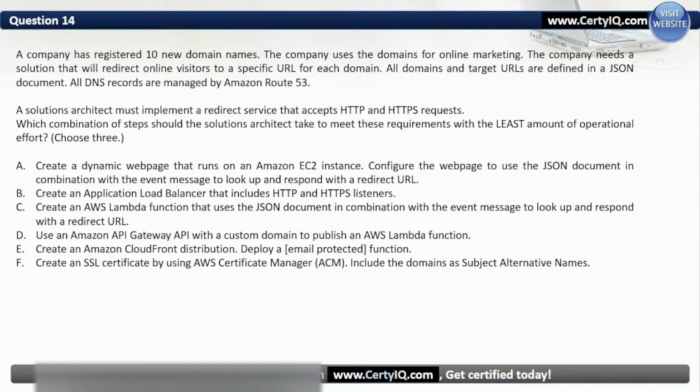Question 14. A company has registered 10 new domain names. The company uses the domains for online marketing. The company needs a solution that will redirect online visitors to a specific URL for each domain. All domains and target URLs are defined in a JSON document. All DNS records are managed by Amazon Route 53.